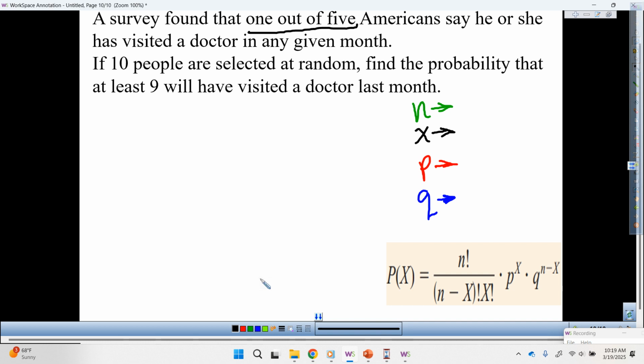All right. Cole, pass someone. P, that is correct. 1 out of 5. However, in decimal form, that's 0.2. Write that in there, please. 0.2. Therefore, with that, tell your neighbor what Q is.